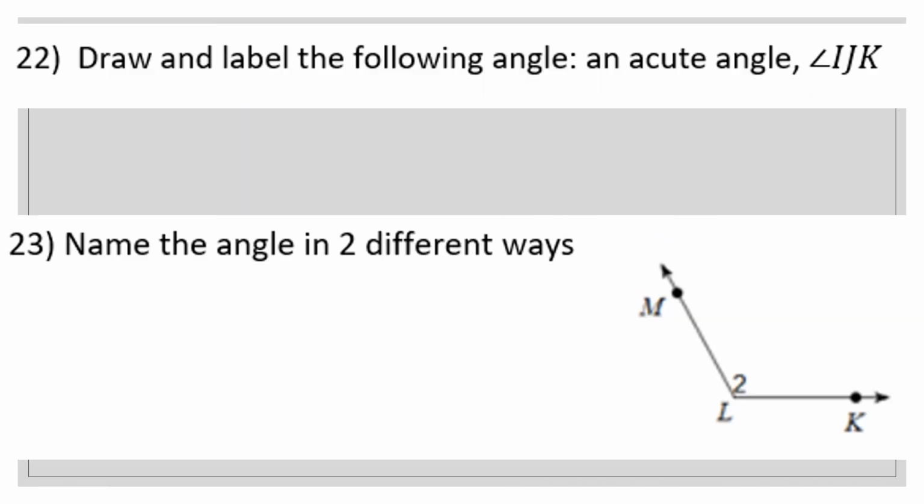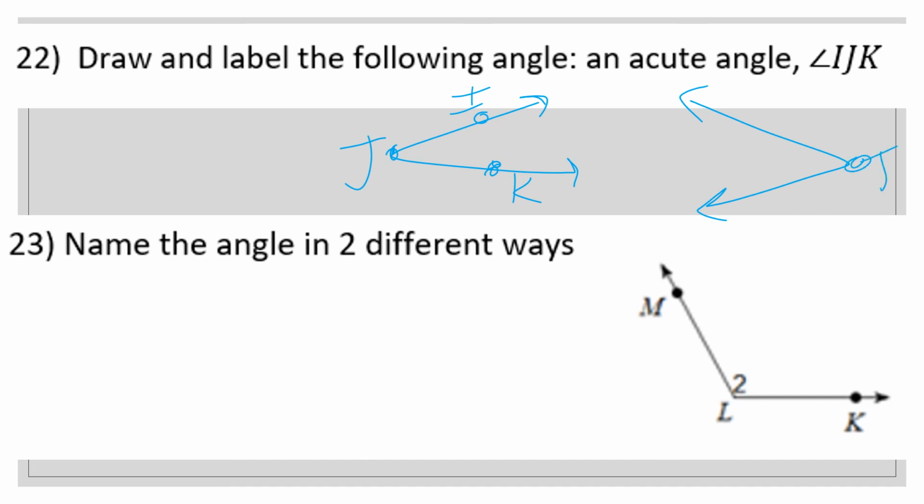Draw and label the following angle. You need an acute angle, so obviously it's got to be a little cute one. And you need an I, you need a J, and you need a K. And it could also be going this way with the points in a different spot. You just have to make sure that middle point, your vertex, is always the same.